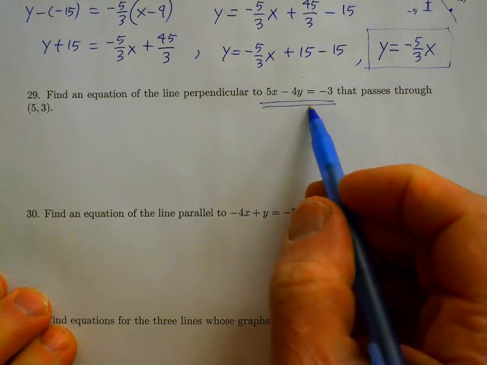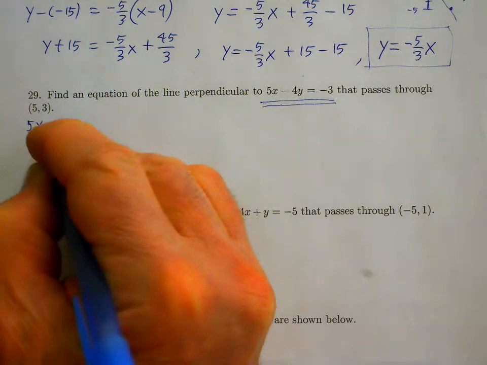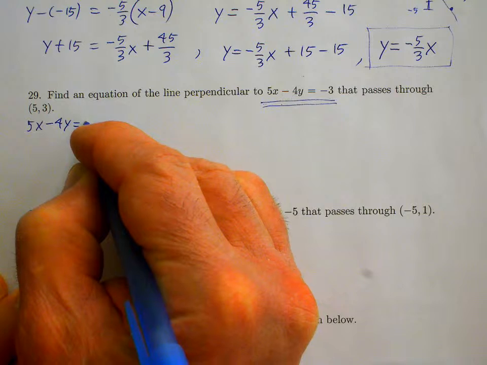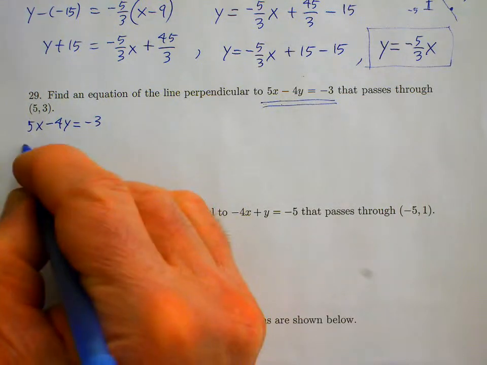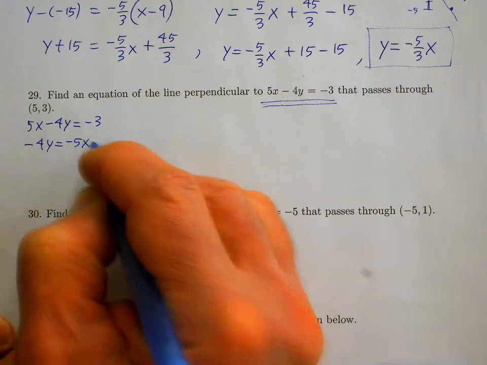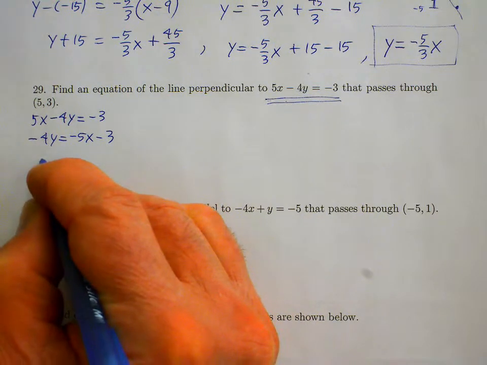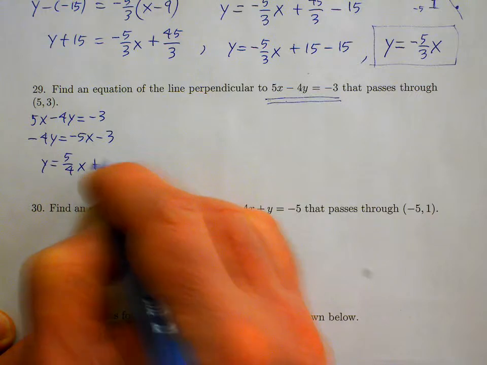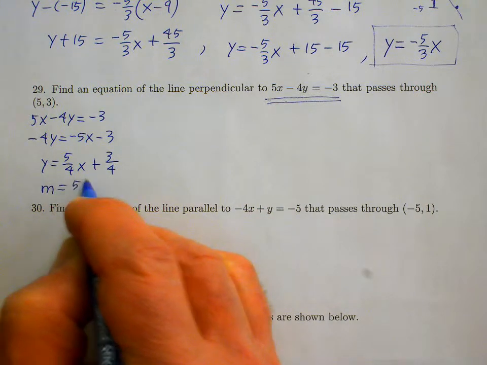Okay, so over here, we'll find the slope of 5x minus 4y equals negative 3, we'll just put it in slope-intercept form. So subtract 5x from both sides, then divide every term on both sides by negative 4, and we get y equals positive 5/4 x plus 3/4. The slope of this line is 5/4.